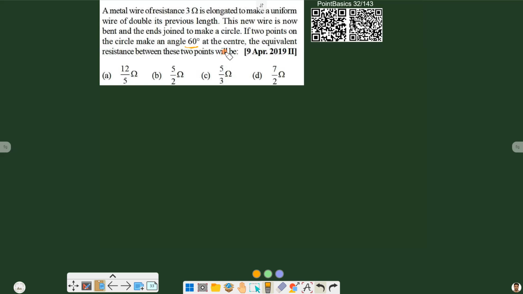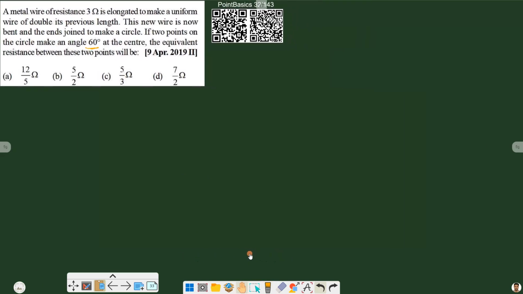In the first part, the wire is elongated to double its length. So here the value of resistance will change, and now the new wire which is elongated is bent to form a circle, and then in that circle we will consider 2 points at a 60° angle to each other, and then we will find the effective resistance between both of them. So let's start the question, and we will do it case-wise. So case 1, that is elongation.